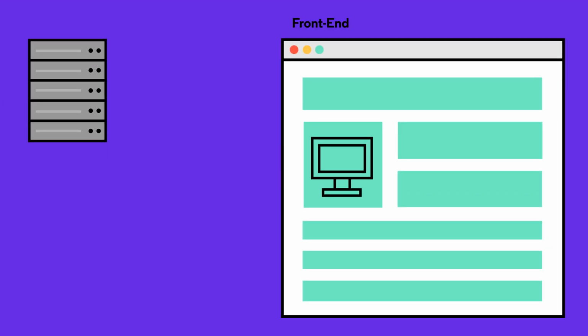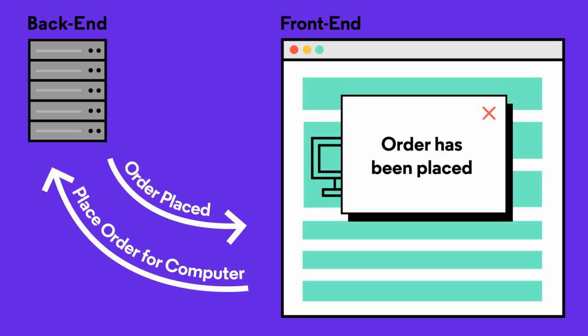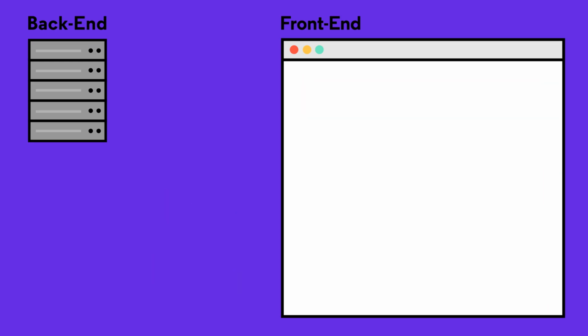Similarly in web apps, the front end is the part of the app the user will see. It is nicely designed and easy to interact with. The back end is where all of the data is stored and requests are processed, like a warehouse or a storeroom. The user can make requests from the front end to do things in the back end, like place an order for a computer. However, they can't go in there themselves.